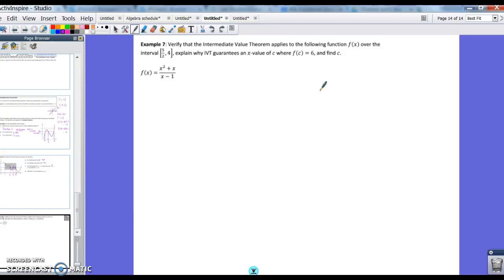Remember, in order to be able to use the intermediate value theorem, our function has to be continuous in the closed interval that's provided. If you look at this rational function, you'll see that there is a vertical asymptote at x equals 1. So you might think, oh, but it's not continuous. But that x equals 1 is not within this interval, right?